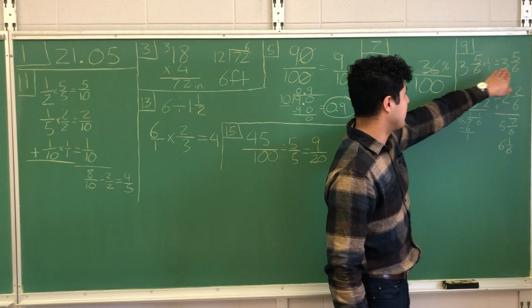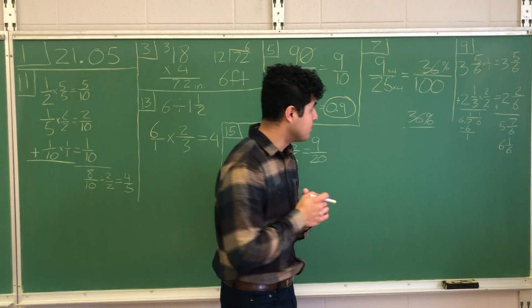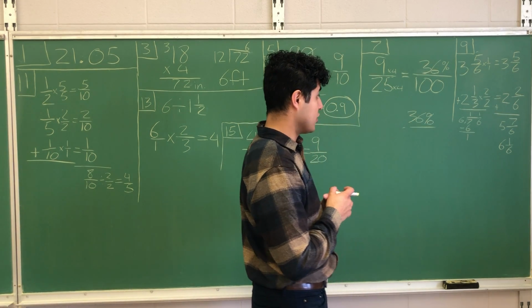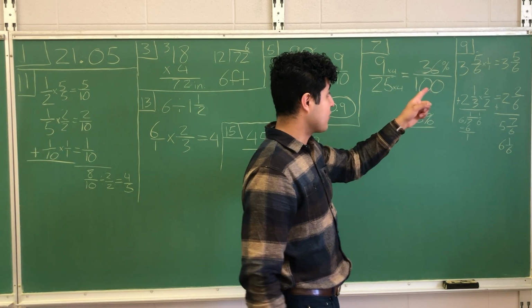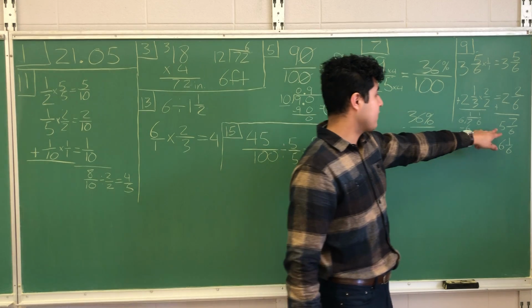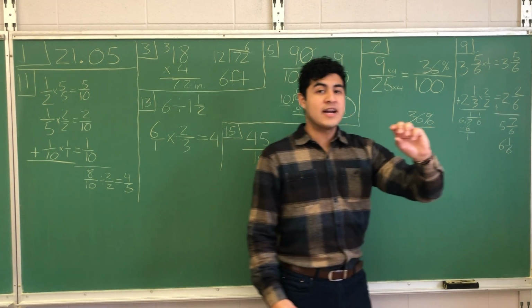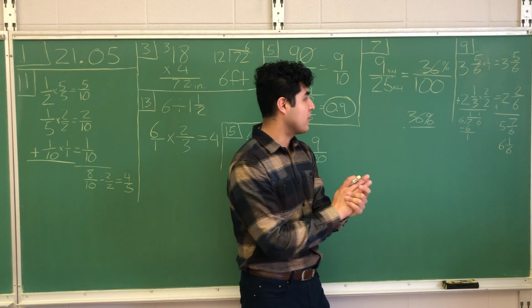And then I just transferred my 3 and 5/6 over here. So now I can add them. I've got 5/6 plus 2 over 6, which equals 7/6. And then I've got the whole number 3 plus the whole number 2, which gives me 5. Now I have an answer, 5 and 7/6. But if you pay attention, 7/6 is an improper fraction, and I need to change that. I need to fix that, okay?